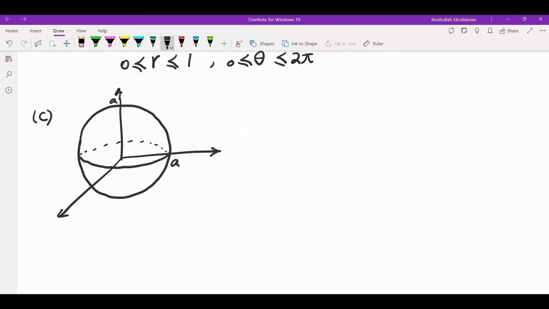It's not the ball of radius a. They didn't say x squared plus y squared plus z squared less than or equal to a squared. They didn't say a ball. They said a sphere. So rho is equal to a.